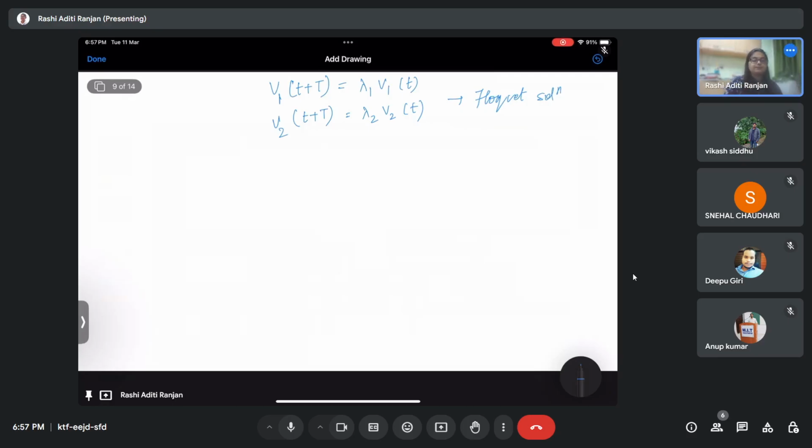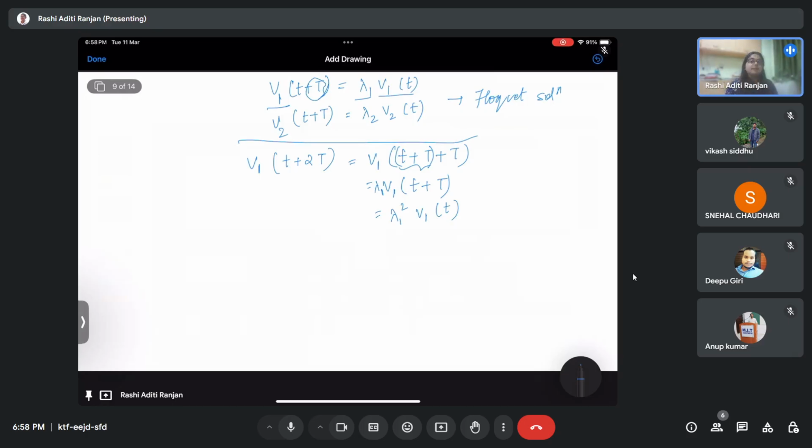Anyways, now it is easier for us. You know why? Because here v1 after a time period of capital T is going to be lambda 1 multiplied with whatever the value was at small t, correct? So what if I try to find out what happens after a period of 2T, which means v1 at t plus 2T. This I can write as v1 of t plus T plus T. For this, this is nothing but lambda 1 v1 of t plus T. Again, doing the same thing, we can write it as lambda 1 square v1 of t. That is nice. This is something very interesting.